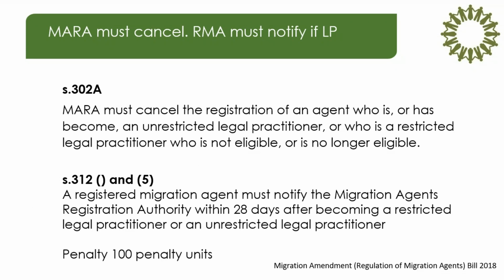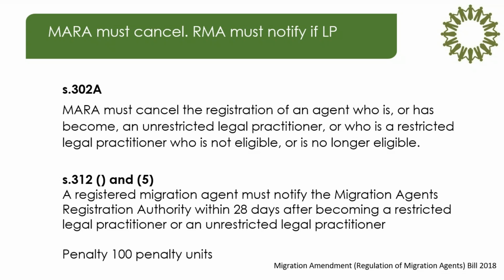So amended 302A requires MARA to cancel a registered migration agent's registration if they become an unrestricted legal practitioner, or if they're restricted but are no longer an eligible restricted legal practitioner. So you have to be an eligible practitioner. It's almost like a dating site or something. New 312, subsections 4 and 5.